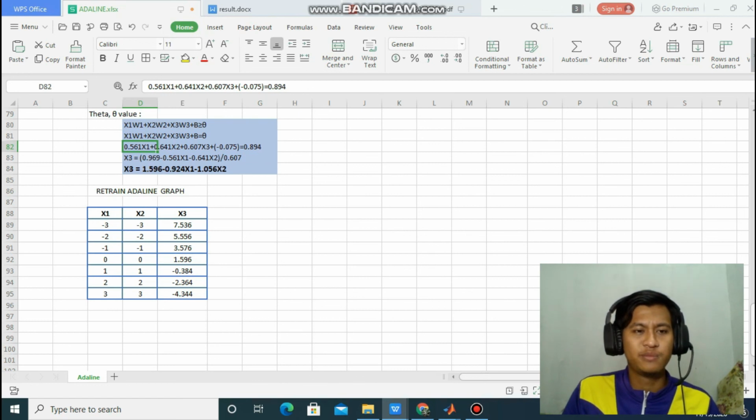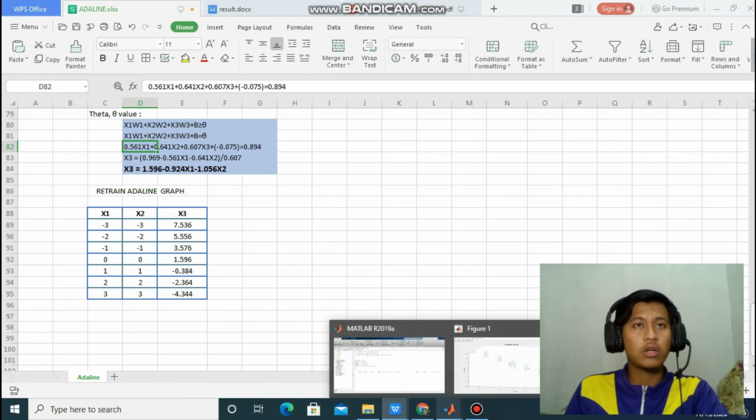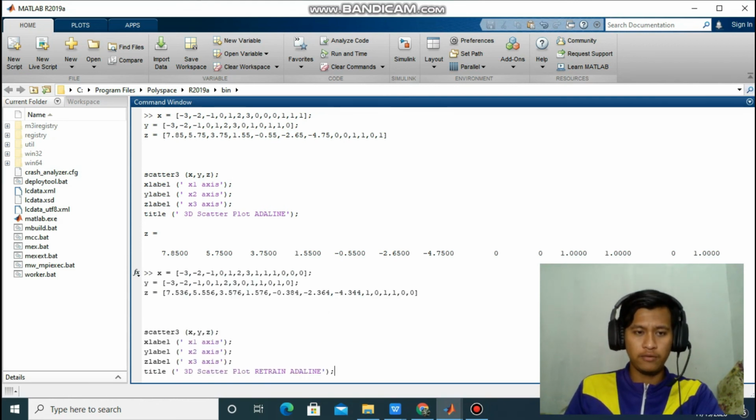For x1, for S1 and S2, we have the constant value. So we continue with MATLAB. The coding I already saved.